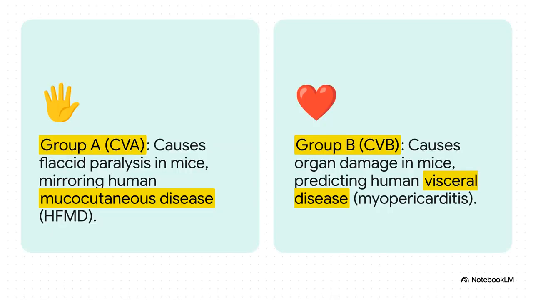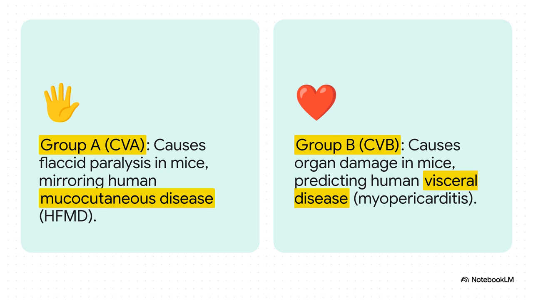Now, this classic division into Group A and Group B, it feels a bit old school, doesn't it? I mean, it's based on what the virus does to suckling mice. But here's the thing, it is still incredibly relevant. The Group A serotypes cause widespread muscle necrosis and flaccid paralysis in mice, which perfectly mirrors their tendency to cause those mucocutaneous diseases in humans, like hand, foot, and mouth disease.